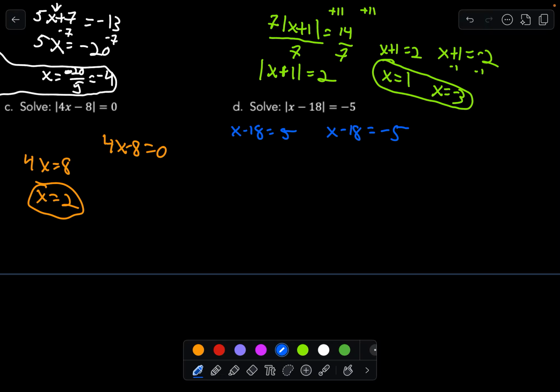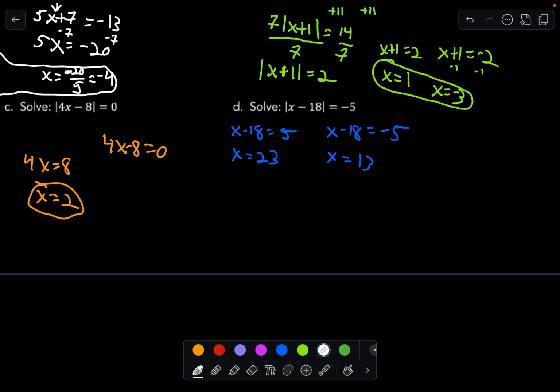And if you add 18, you get x equals 23. Add 18, you get x equals 13. All right, and 23 and 13 are our two solutions. You could even check them, and this is where you're going to find out that you're wrong if you did this, because this is not correct.